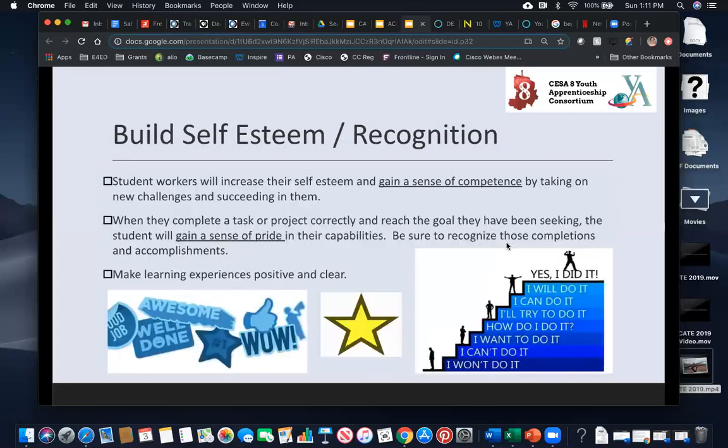You want to build self-esteem and recognition with students. Student workers will increase their self-esteem and gain a sense of competence by taking on new challenges and then succeeding in them. When they complete a task or a project correctly and reach the goal that they've been seeking, the student will gain a real sense of pride in their capabilities. So be sure to recognize those completions and accomplishments and make learning experiences as positive and clear as possible.